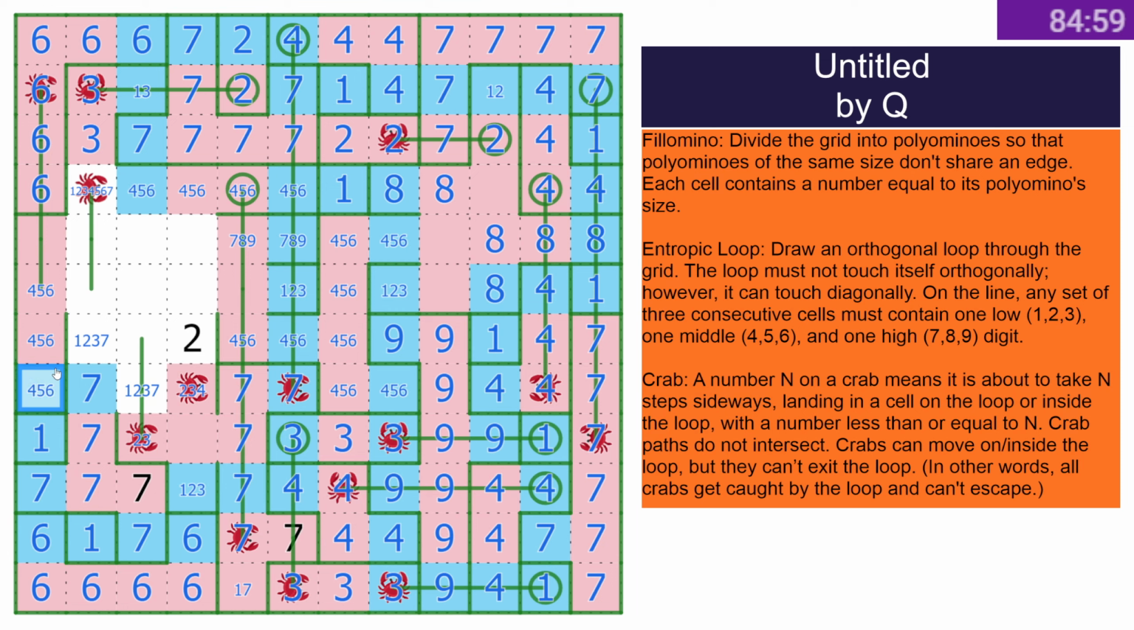Because he's got to get caught in the net. Awesome. And he comes all the way down to there. That's good. He's currently outside. If that is loop, it would imply the loop does something like this, and then the crab. Oh no, that works with a 2 there. Yeah, but that doesn't work with these two. So none of that is loop.